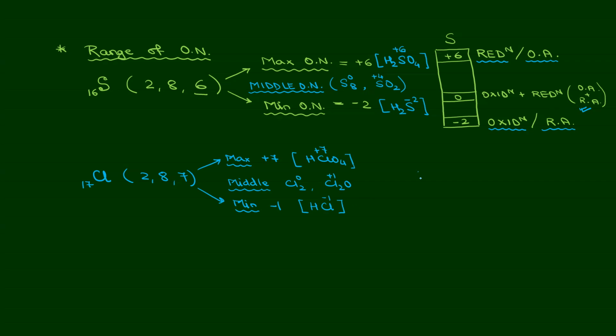Similarly, phosphorus, it's before sulfur. Atomic number 15, configuration 2, 8, 5. Range: maximum +5, minimum -3. Understood? Okay?